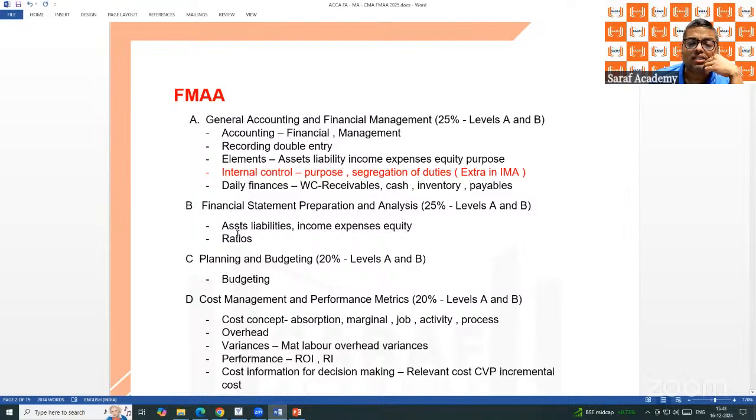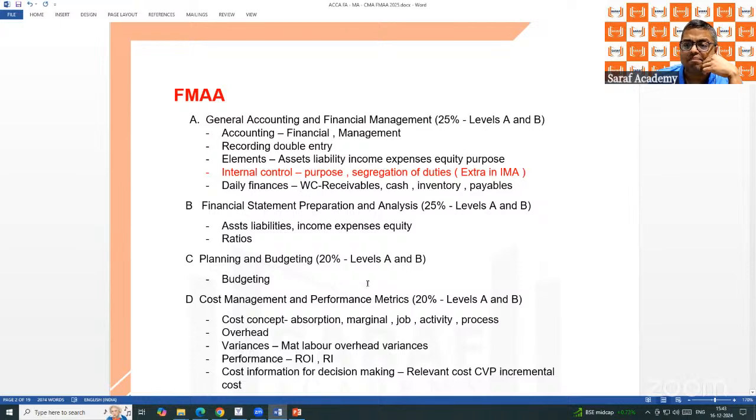Then in part B, they are covering financial statement preparation and analysis: assets, liabilities, income statement accounting, fixed assets, non-current assets, depreciation and all that. Financial statement analysis and ratio analysis are all there in part B. Different types of transactions and their accounting. This A and B is financial accounting.